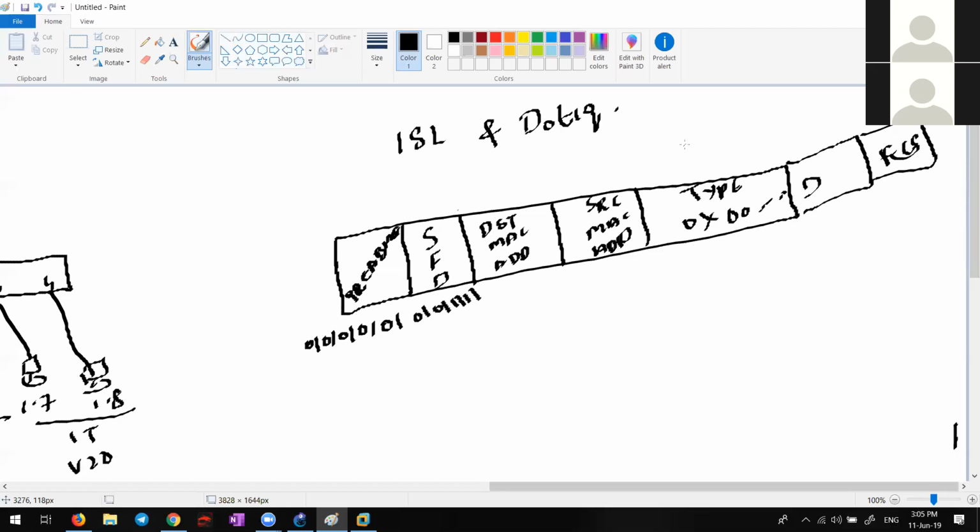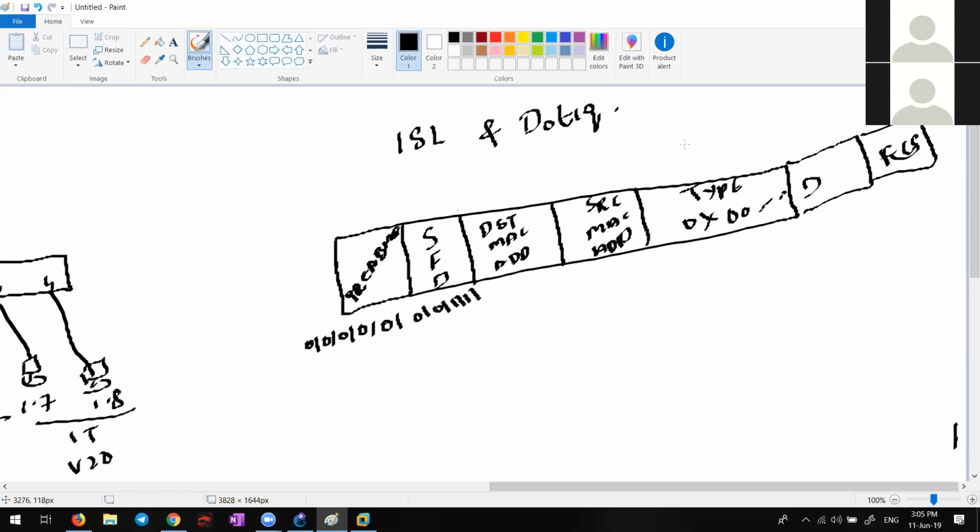In a normal frame, you will see, if I'm not wrong, 0x0800, I guess. 0x0800 means IPv4. That is why next header, what is it? Layer 3 IPv4 header. Correct? So it's mentioning what is the upper layer protocol which is being used. That is why type is used.